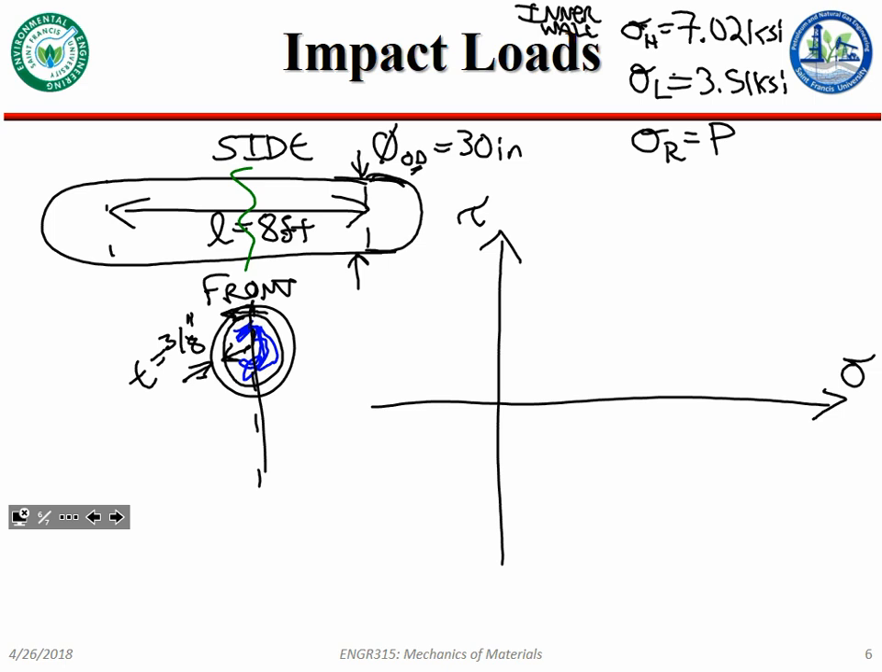Stresses that are in x, y, and z directions. Okay, so they're purely normal stresses. The principal stress state means that you only have normal stresses. There are no shear stresses. Do we have any shear stresses? No. So these are the principal stresses.